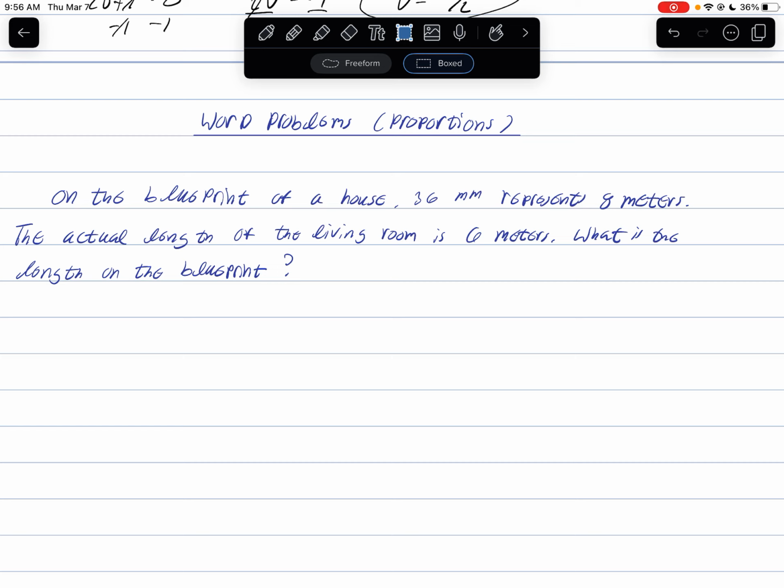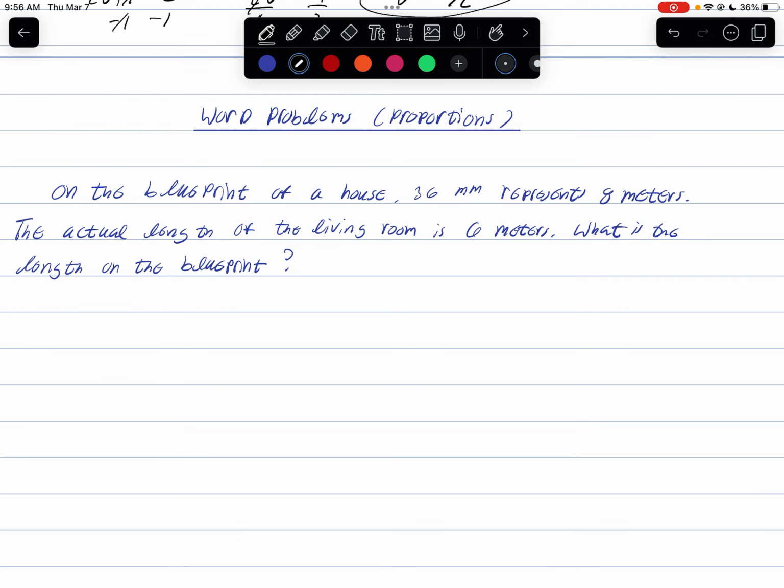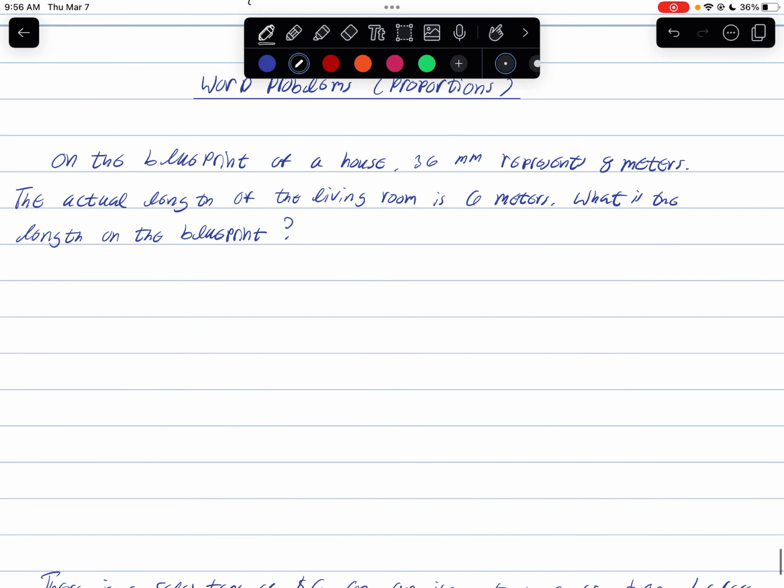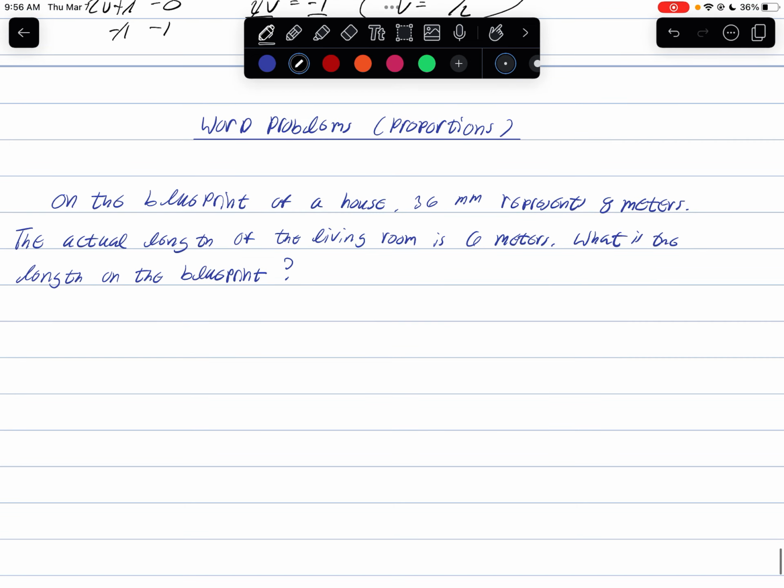It says on the blueprint of a house, 36 millimeters represents 8 meters. The actual length of the living room is 6 meters. What is the length on the blueprint? So this might not be the most intuitive thing. Some people grasp this a little easier than others. I'm one of the people that finds this to be less intuitive, at least initially. But what we're dealing with here is ratios and proportions. That's the kind of thing we are trying to use to solve this problem.